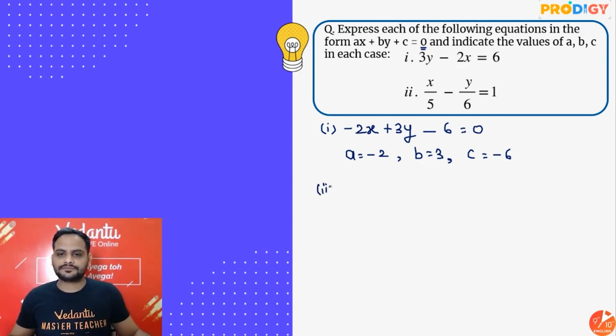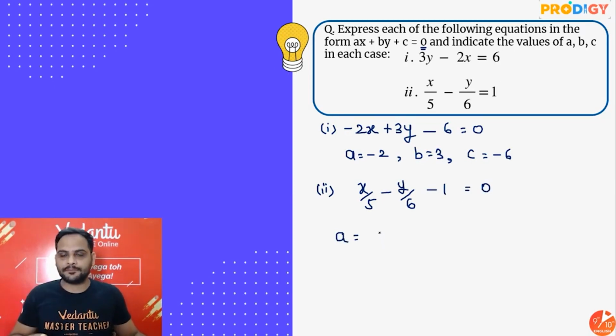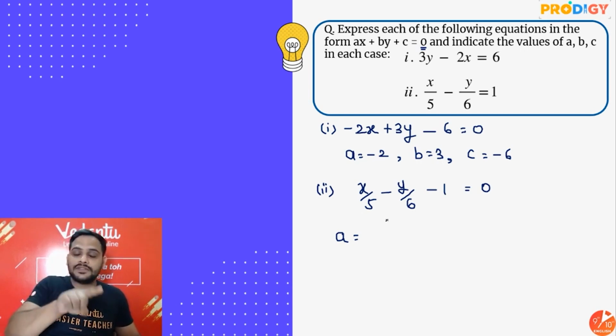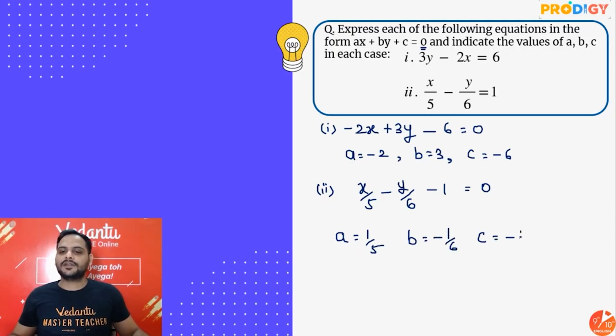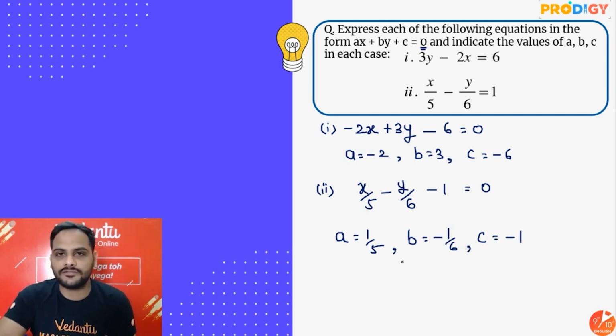Second one, I have x by 5 minus y by 6, and the 1 shifted there will become minus 1 equal to 0. So for the value of a, please don't write it as 5. A coefficient is when something is multiplied with the variable. With x, I have not multiplied 5, I multiplied 1 by 5. So a is 1 by 5, b is minus 1 by 6, and c is equal to minus 1. Alright, so these will be my values of a, b and c.